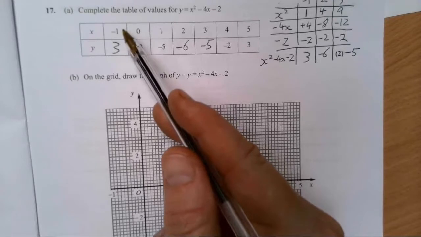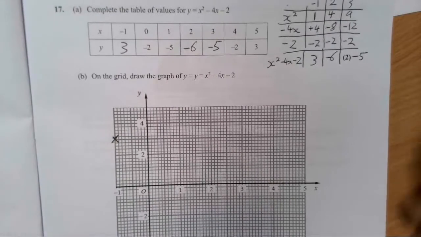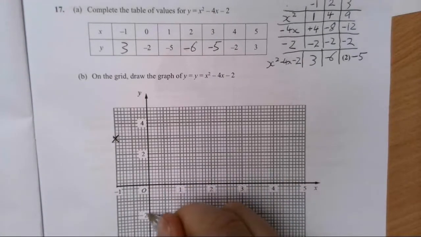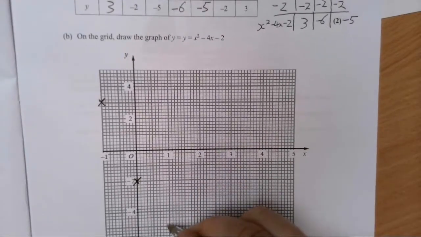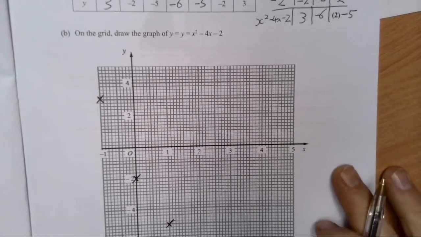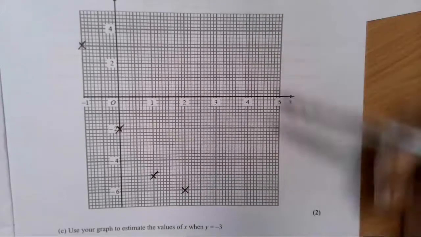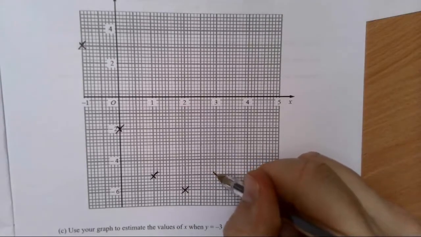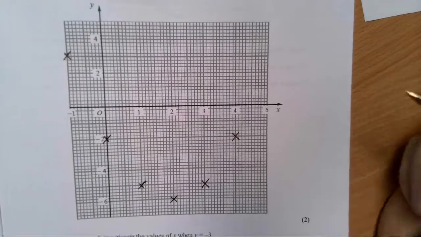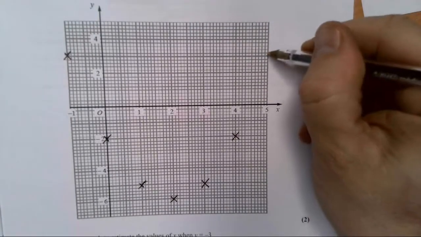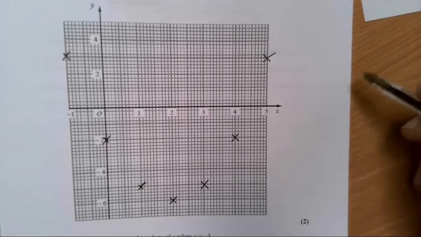So I'm going to plot this. The point minus 1, 3 is here. The point 0, minus 2. The point 1, minus 5. The point 2, minus 6. The point 3, minus 5. The point 4, minus 2. And the point 5, 3. I can see that it forms a very nice U shape, and therefore it must be correct.